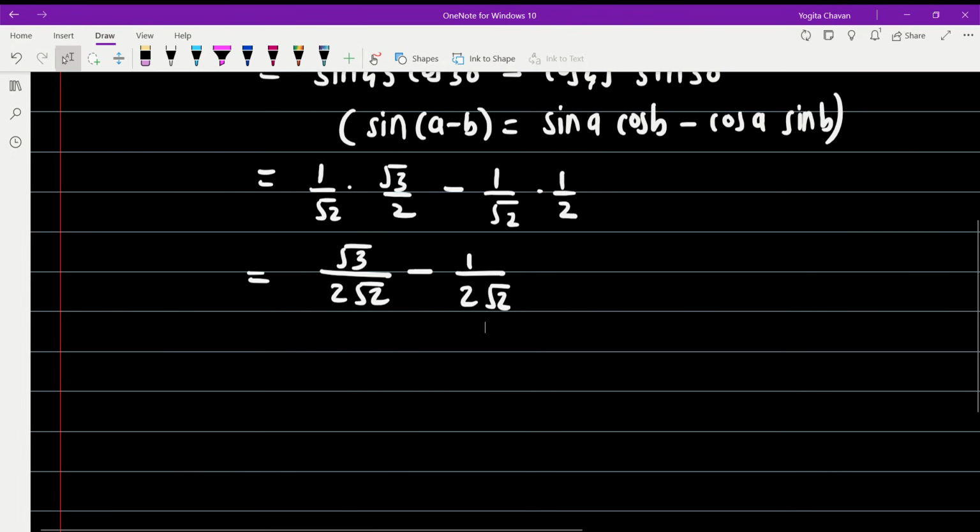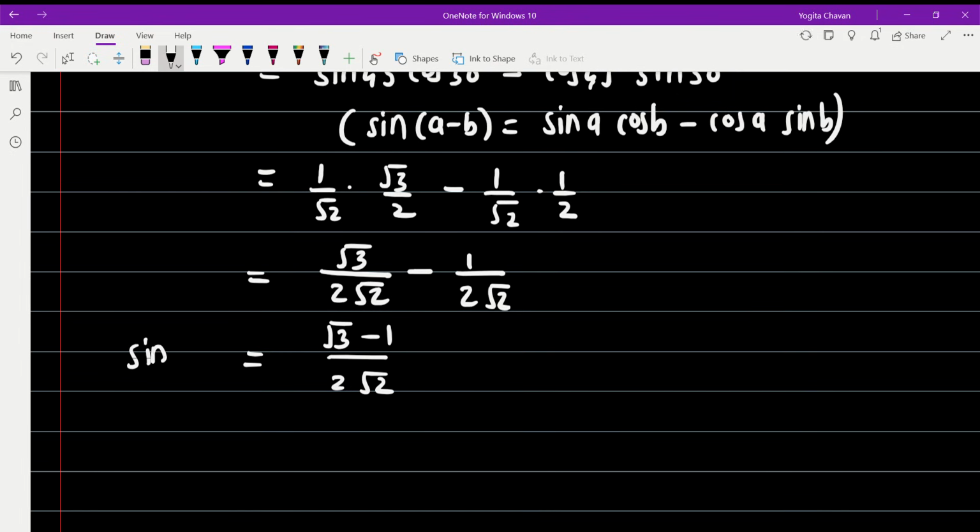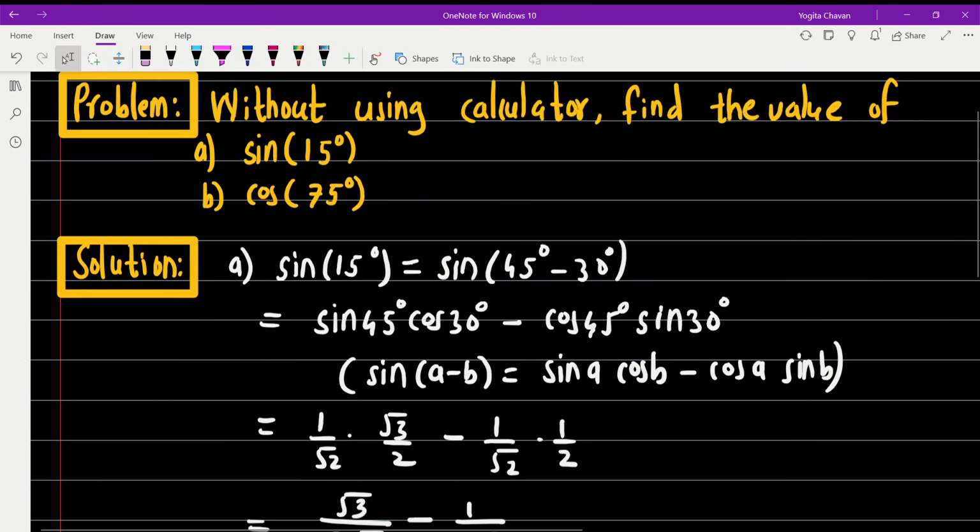This is equal to root 3 minus 1 divided by 2 into root 2, and what is the left hand side? It is sin 15 degrees. So sin 15 degrees is equal to root 3 minus 1 divided by 2 into root 2.